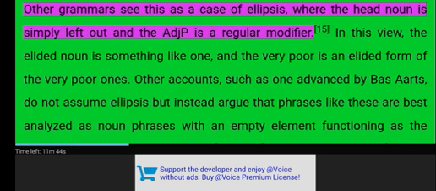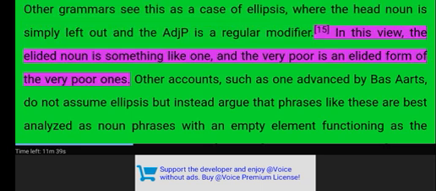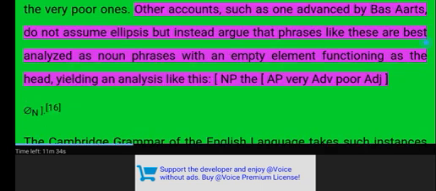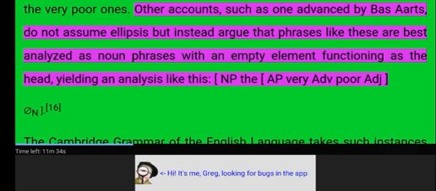Other grammars see this as a case of ellipsis, where the head noun is simply left out and the ADJP is a regular modifier. 15. In this view, the elided noun is something like one, and the very poor is an elided form of the very poor ones. Other accounts, such as one advanced by Baerman, do not assume ellipsis but instead argue that phrases like these are best analyzed as noun phrases with an empty element functioning as a head, yielding an analysis like this: NP the AP very poor, head empty set N.